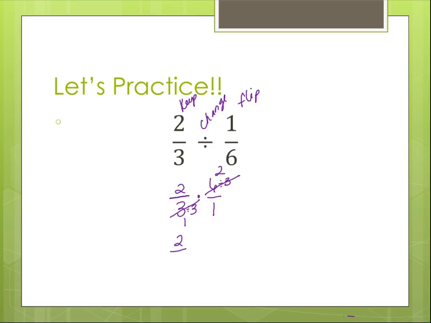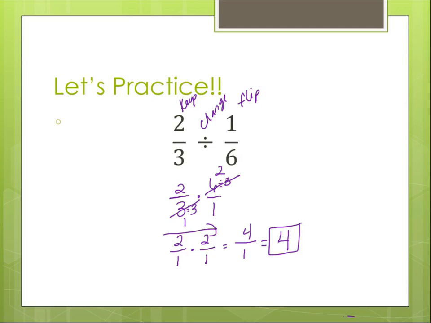I always rewrite my problems so that I make sure I don't make a silly mistake and use a number that I've already canceled out. 2 times 2 is 4. 1 times 1 is 1. 4/1, of course, can be simplified to 4.